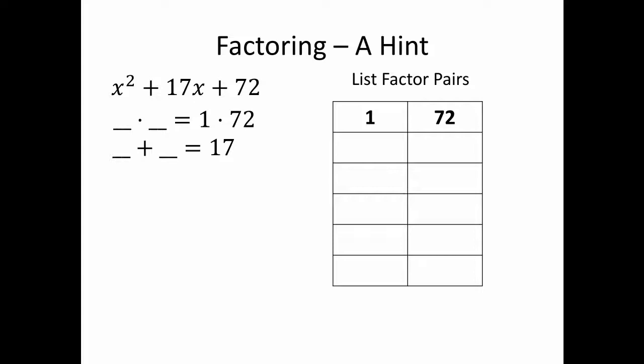Is 2 a factor of 72? Yes. 2 times 36, but those don't add to 17. Is 3 a factor? Yes. 3 times 24, but those don't add to 17. Is 4 a factor of 72? Yes, it is, but 4 and 18 don't work. Is 5 a factor? No. Is 6 a factor of 72? Yes, it is, but 6 and 12 don't work. And finally, is 8 a factor? Yes. So 8 and 9 would be the final factors.